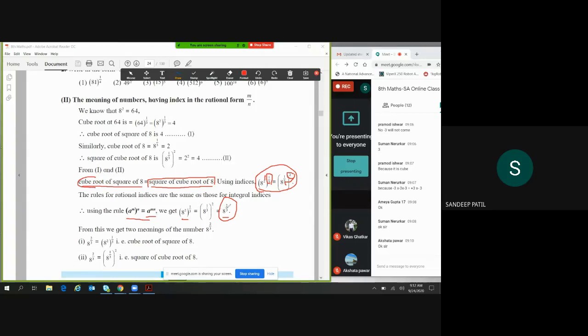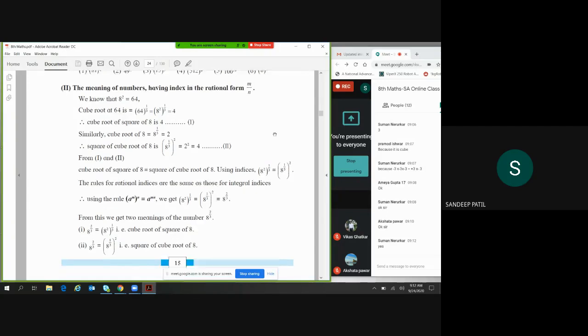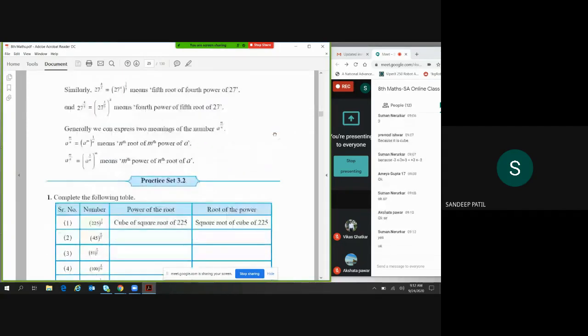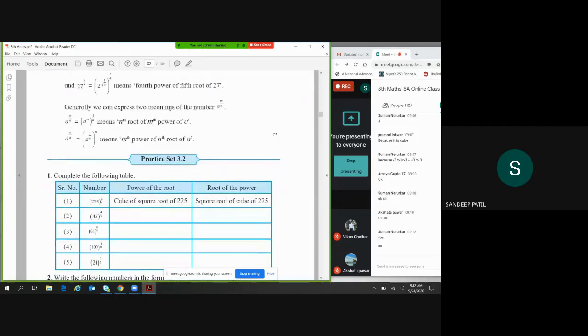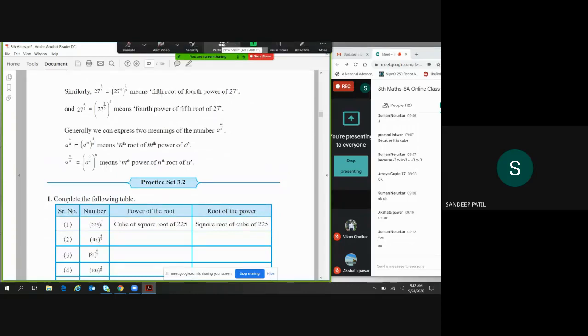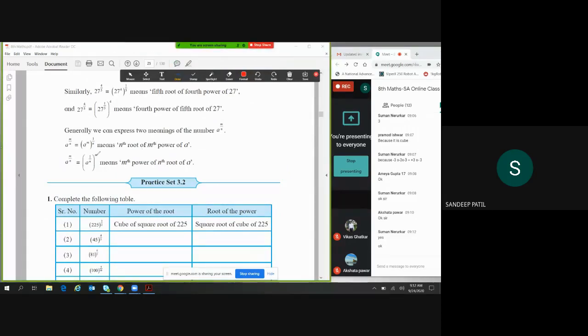So any format is okay. There are two meanings, right? They have written here 8 raised to 2 by 3. So how do you prefer to write, like cube root of square of 8 or square of cube root of 8? Both are right. So let's go further. We will try to solve problems to understand this type. They have given one small problem in terms of m and n.